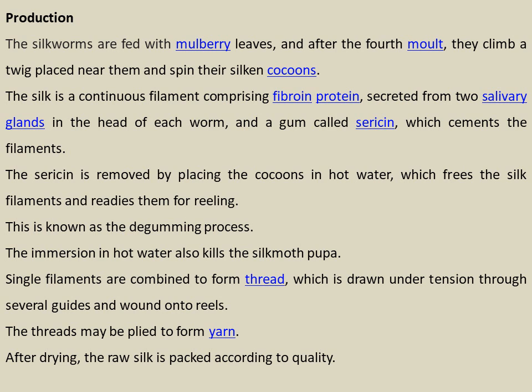The sericin is removed by placing the cocoons in hot water which frees the silk filaments and readies them for reeling. This is known as the degumming process. The immersion in hot water also kills the silk moth pupa. Single filaments are combined to form the thread which is drawn under tension through several guides and wound onto reels. The threads may be plied to form a yarn. After drying, the raw silk is packed according to the quality.